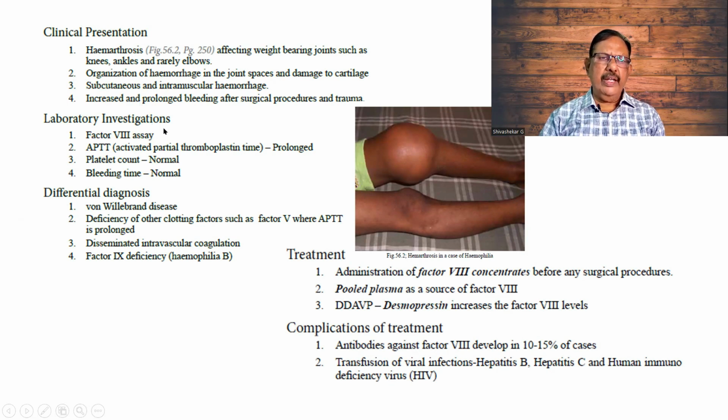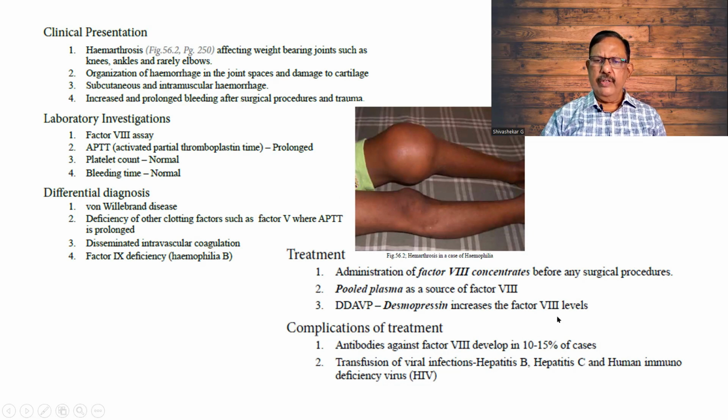The laboratory investigations will be factor VIII assay, APTT is prolonged, platelet count is normal, bleeding time is normal. The differential diagnosis will be the other bleeding disorders, von Willebrand's disease and any of the other factor deficiencies, DIC and hemophilia B. The treatment will be you will have to give the plasma rich in factor VIII.